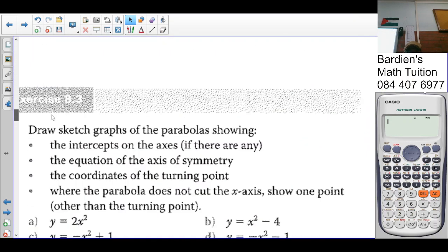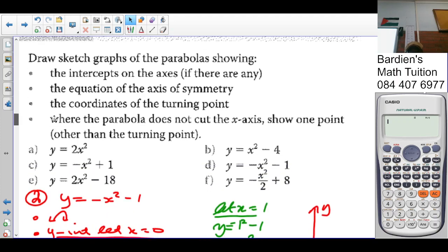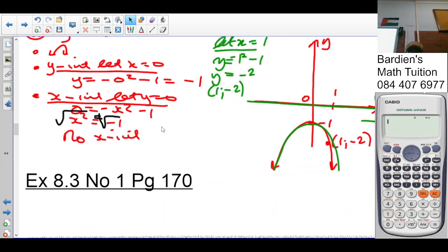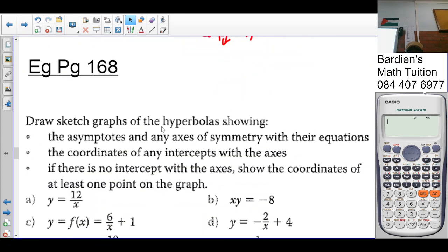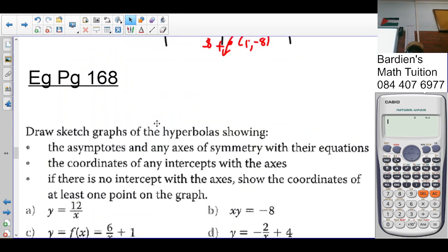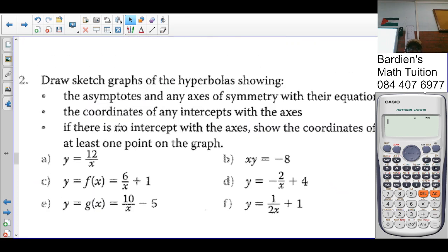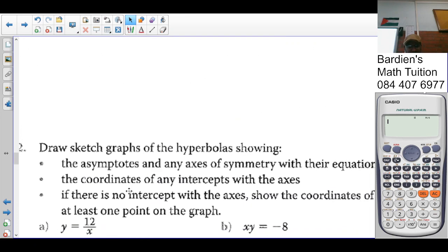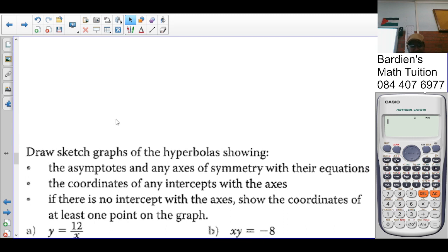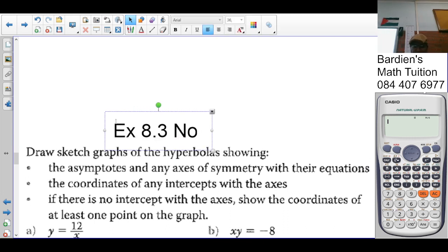Was exercise 8.3. We did all of this, no? So we're number 2 now. 8.3, number 2. You need to check something quickly.